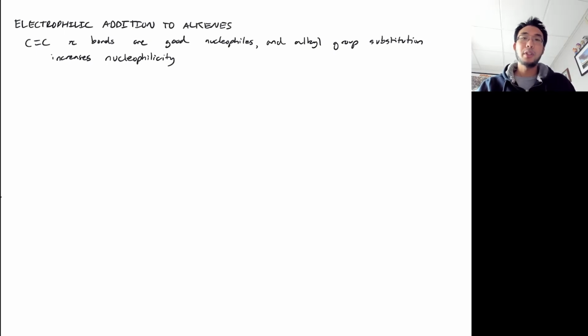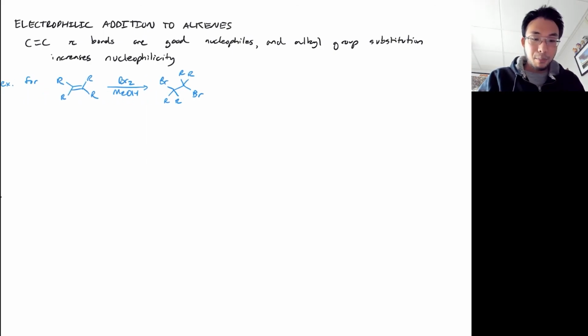In this video, we will learn about reactions in which carbon-carbon double bonds, or more specifically the pi bonds, are nucleophilic and react with electrophiles. These alkene pi bonds are good nucleophiles, in which the more electron density there is on the pi bond, the more nucleophilic that pi bond would be. So let me give you an example of what that looks like.